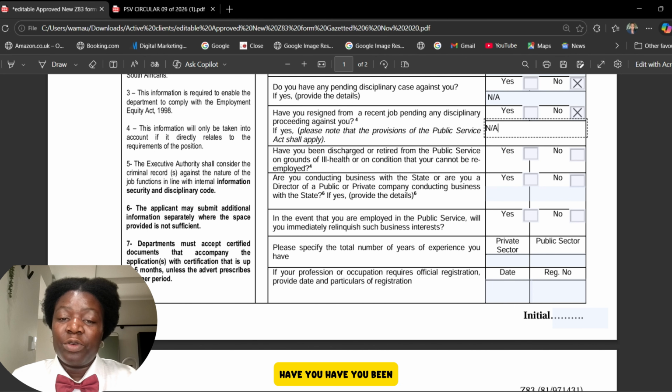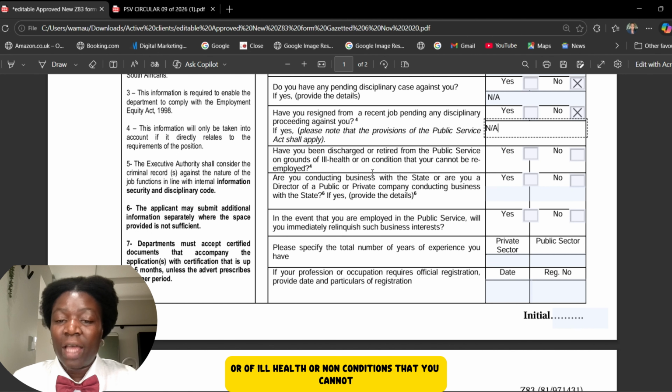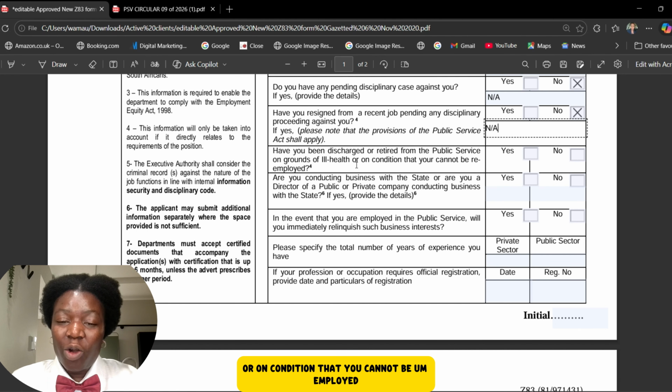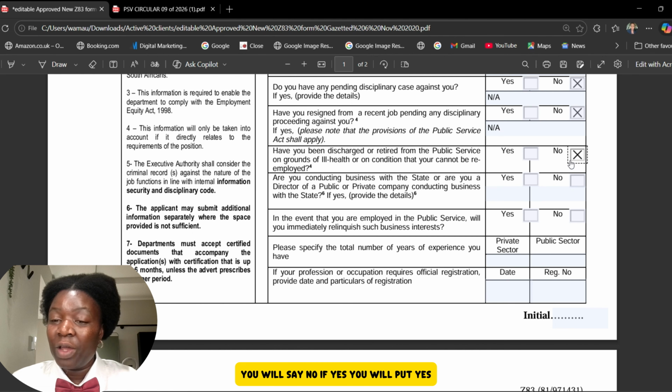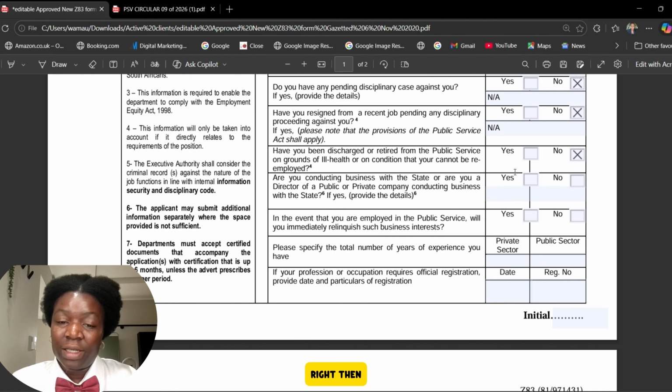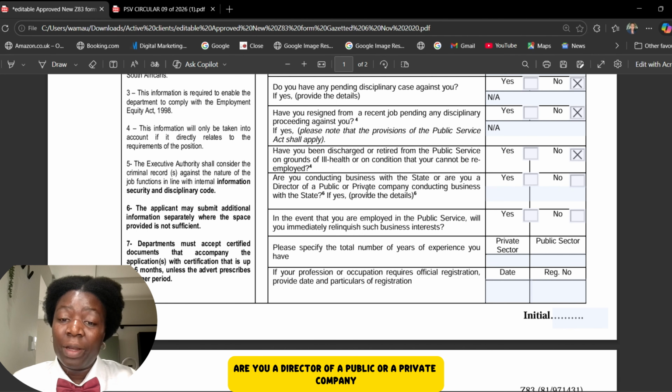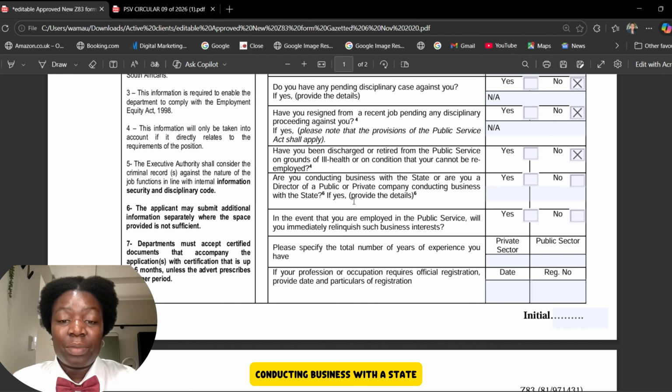Have you been discharged or retired from the public service on grounds of ill health or on condition that you cannot be employed? You will say no. If yes, you will put yes, right? Then, are you conducting business with a state, or are you a director of a public or a private company conducting business with a state?